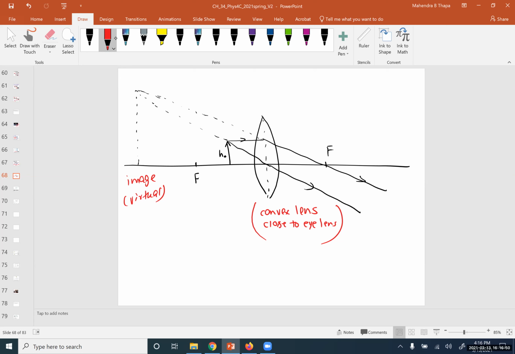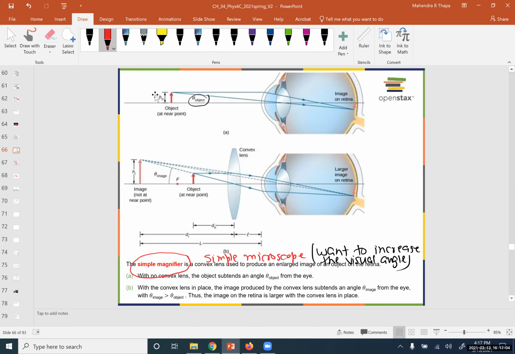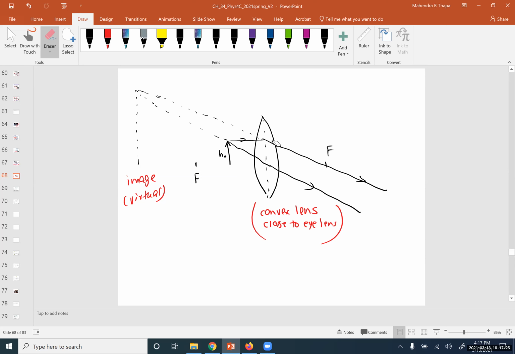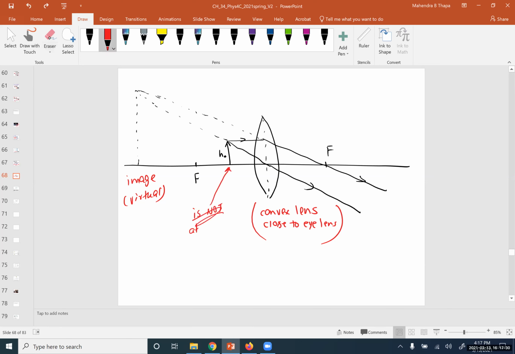Now this object, be careful, it's not at the object position, it may not be at the near point, but just write that it is between focal length and optical center of this lens. Okay, let's do up.